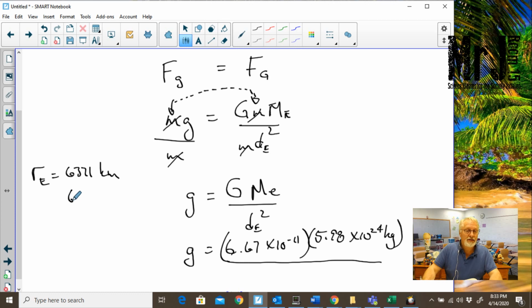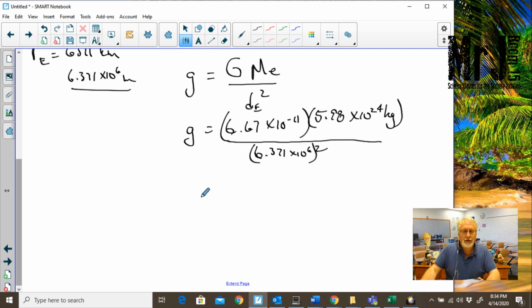So we can say that that is 6.371 times 10 to the 6 meters, squared. So if we plug this into my calculator, we've done things correctly: 6.67 times 10 to the negative 11 times 5.98 times 10 to the 24th, divided by 6.371 times 10 to the 6 squared equals, and wouldn't you know it, little g comes out to be 9.83. And we can call that newtons per kilogram.